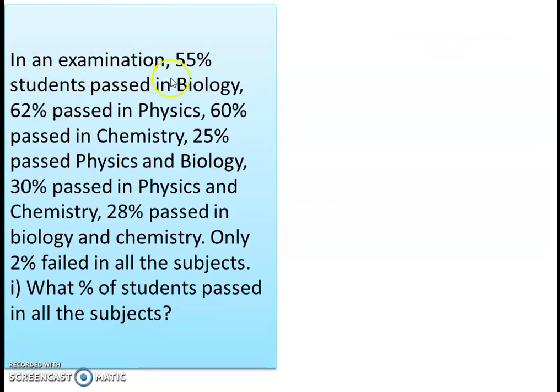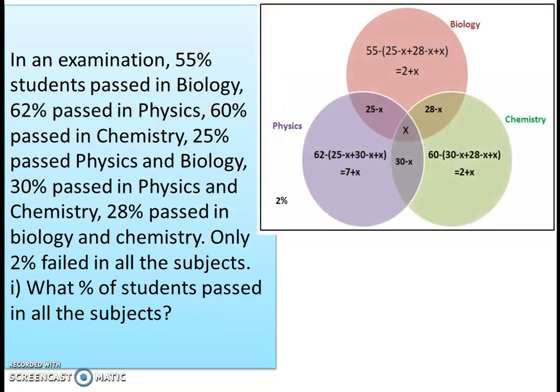The problem is, in an examination 55% of students passed in biology, 62% in physics, 60% in chemistry, 25% in physics and biology, 30% in physics and chemistry, and 28% in biology and chemistry. Only 2% failed in all the subjects, and we need to calculate what percent of students passed in all the subjects. So here it is clear that we need to make a Venn diagram of 3 sets. The sets are biology, physics and chemistry. Now let's make the Venn diagram of this.